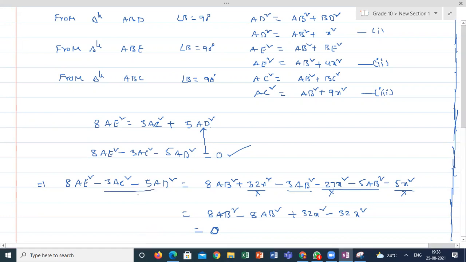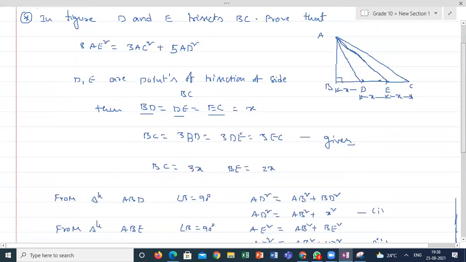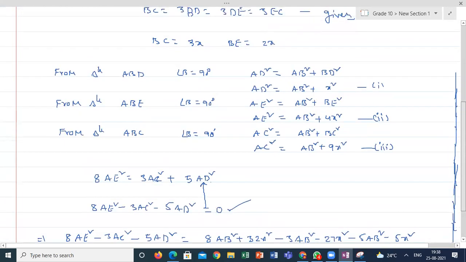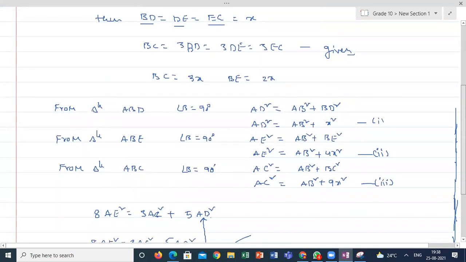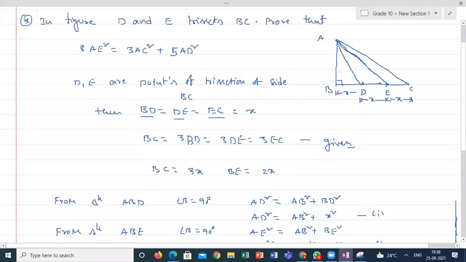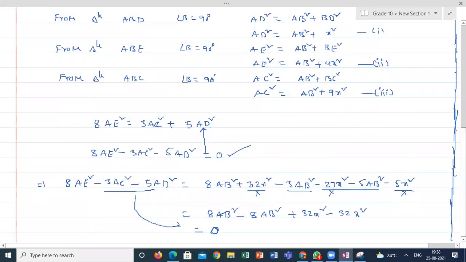So from here, if I am bringing these things to the right hand side, then I will get the required statement. This is also one way of easily proving it, or you can take 8AE square. We know AE square is equal to AB square plus 4X square. From that also we can prove it, but that is a little bit lengthy, so I don't want to confuse you. I'm just modifying the given statement without modifying it, then proving that statement is equal to 0, which is the required statement.